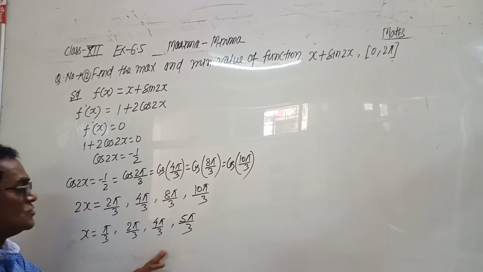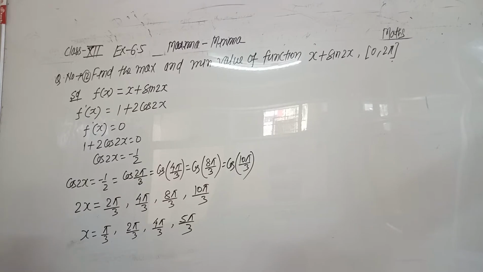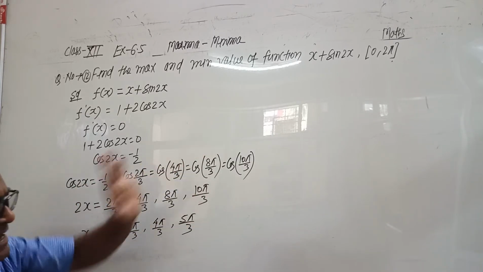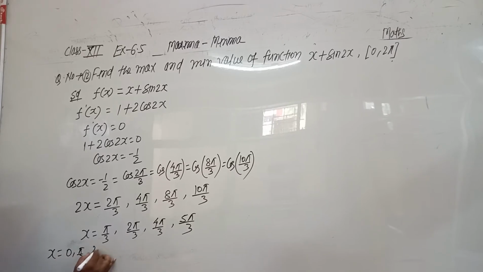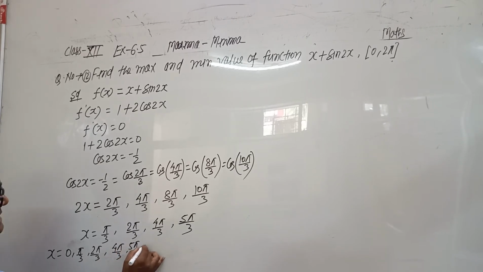So these are the values of x in which the value of cos 2x is minus 1 by 2, and two more values are given. So the total values we have are 0, pi by 3, 2 pi by 3, 4 pi by 3, 5 pi by 3, and 2 pi. In all these values we have to check its maximum value.